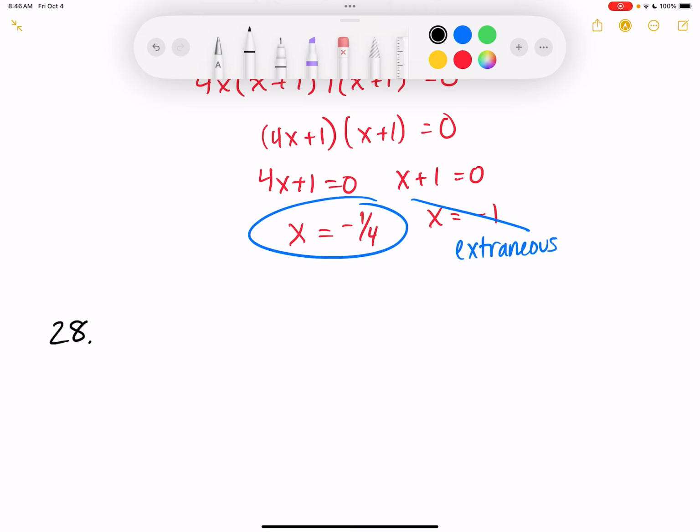28. Negative x over x plus 1 minus 1 over x minus 1 equals negative 2 over x squared minus 1. So, what do you notice about this one? Difference of squares. And what is that going to give me if I rewrite this then?